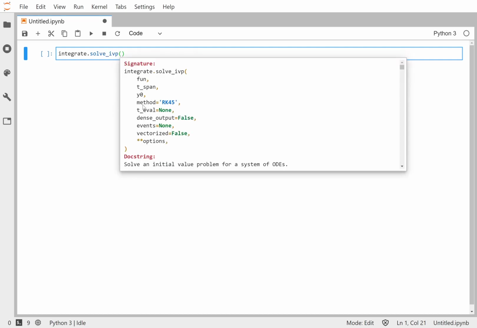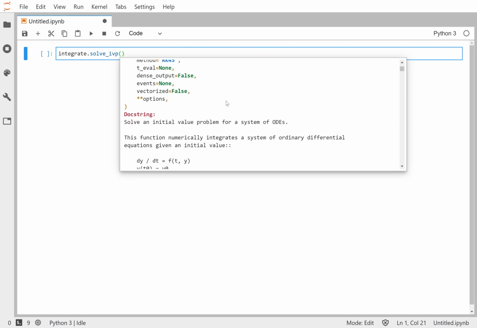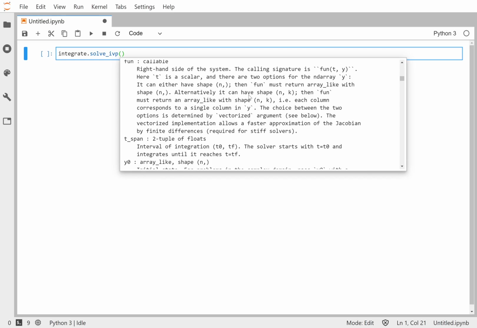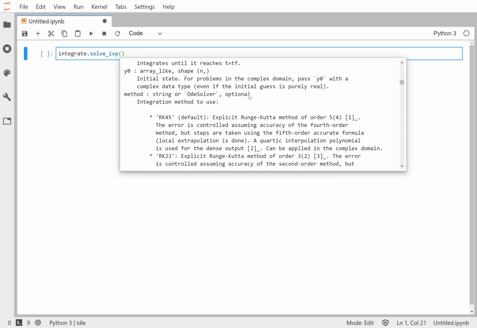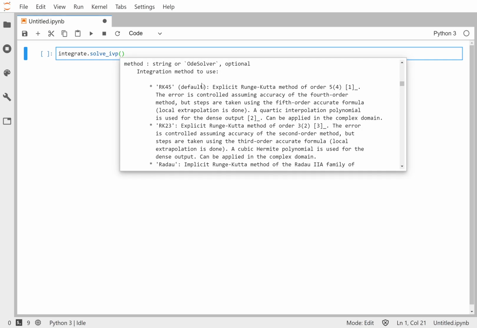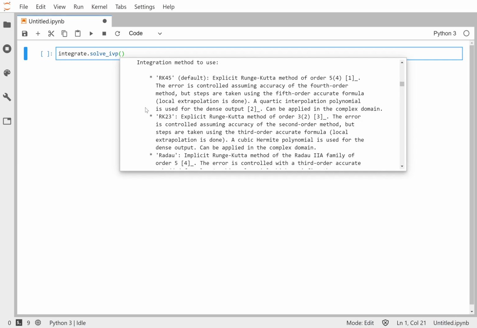we can see that one of these arguments is called method. By default, it says RK45, which stands for fourth order Runge-Kutta. The 5 there is because it's able to do some extrapolations and effectively make itself a fifth order method. And that goes along with having the adaptive step size. So it's by far the most popular ordinary differential equation solving routine, and it talks about it here. You have some other choices.